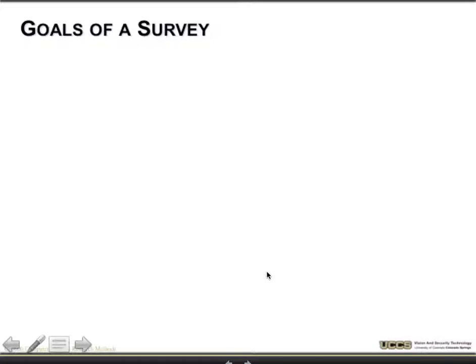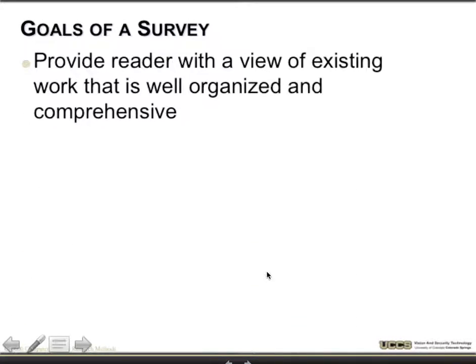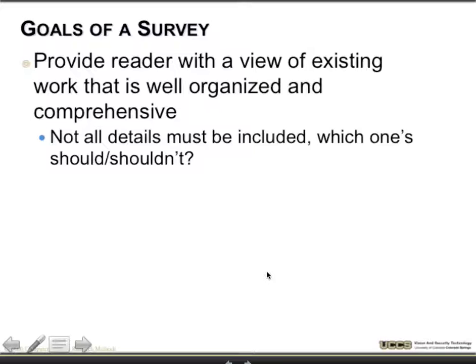So in your survey, the real goal is to provide a reader with a view of existing work that is well organized and comprehensive. Okay? When I say comprehensive, I don't mean that all the details are included, but it's really important that you figure out which ones should and shouldn't be included, and that will actually depend in some sense on what the goal of the survey paper is. So if you're surveying something with respect to, say, performance, then understanding speed and memory might be important, and understanding the length of the code or the maintainability might not be the same issues.